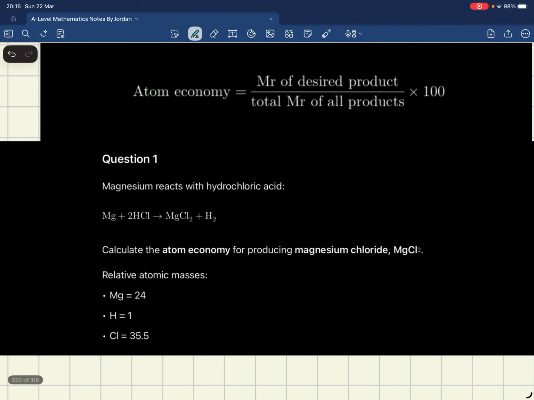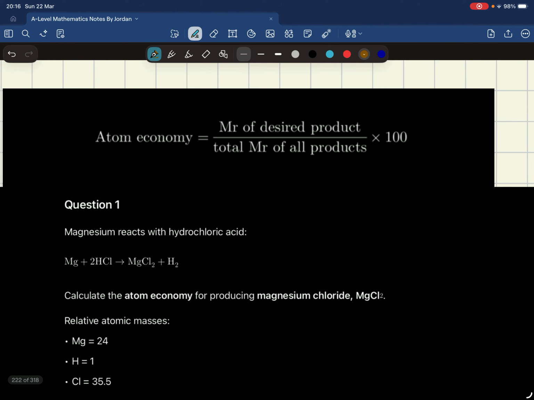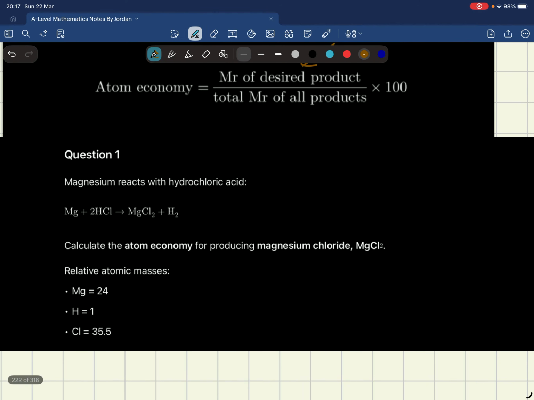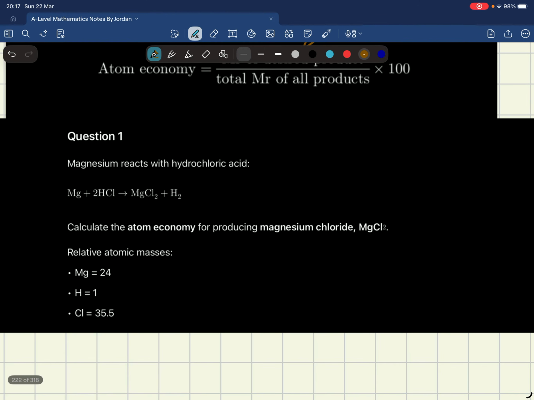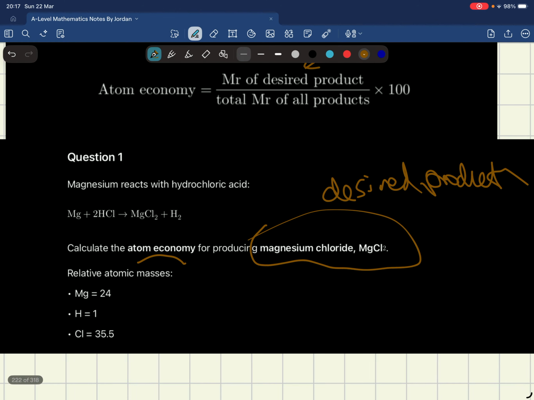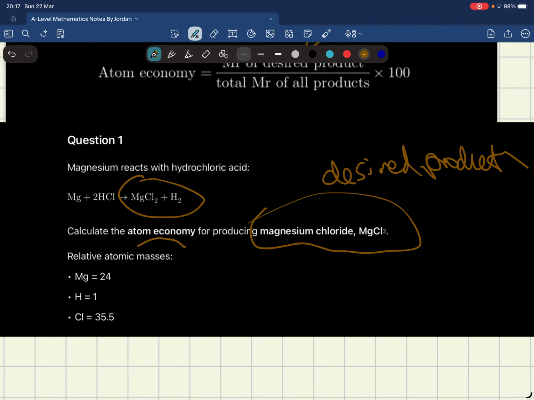Let's get on with question 1. Looking at our formula here at the top, you can see that the thing we need in the numerator would be the desired product. Now if you look at our question 1, this question will ask you to calculate the atom economy for producing magnesium chloride. So this is the desired product. Then we just have to think which one that is out of these products, and magnesium chloride would be this one here.